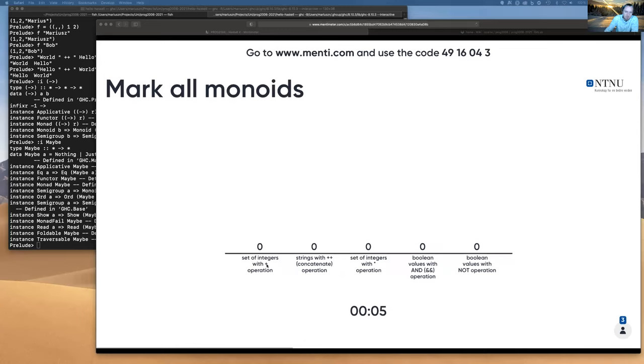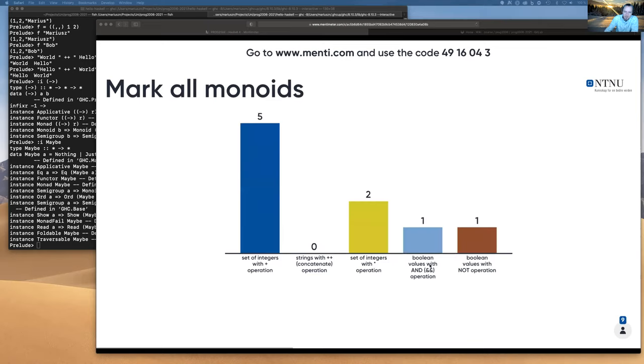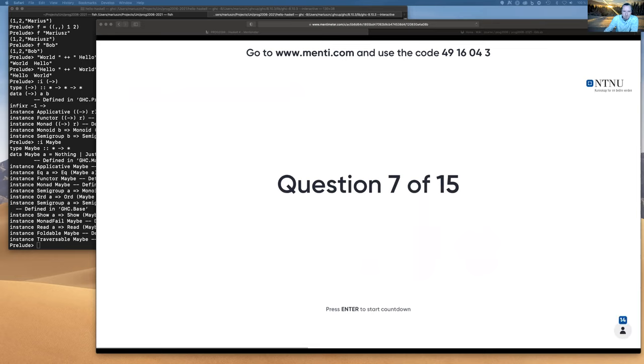Set of all integers with plus, strings with concatenation, set of all integers with multiplication, Boolean values with AND, and Boolean values with NOT. All of those are monoids with the exception of the NOT operation, because NOT is not a binary operation. NOT is a unary operation. Remember, monoids have to have a binary operation, two elements. NOT takes one element. All of those are monoids, perfect. So most of you did fantastic. Let's move on.